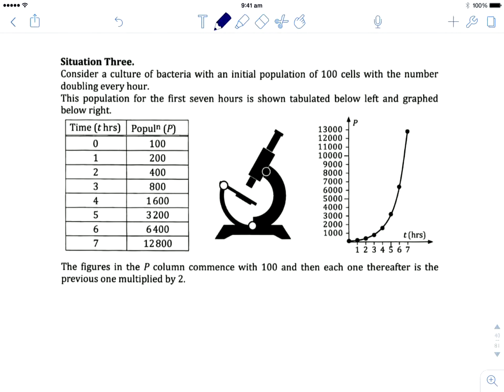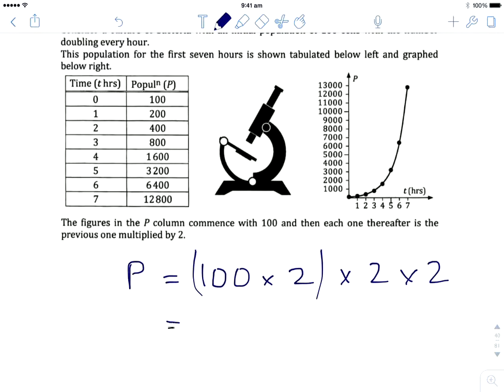Okay, situation 3. We've got a culture of bacteria, initial population of 100 cells, and the amount is doubling every hour. This is similar to our last one, except in this case we're starting off with 100 cells. So the population starts off at 100 and we're doubling here. That's how much we'll have after 1 hour. How much will we have after 2 hours? We'll have that amount times 2 again. After 3 hours, etc. You can see the same kind of thing going on here. Our formula is 100 times 2 to the power of t.